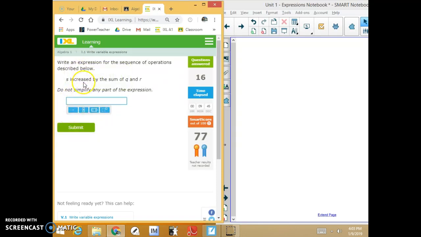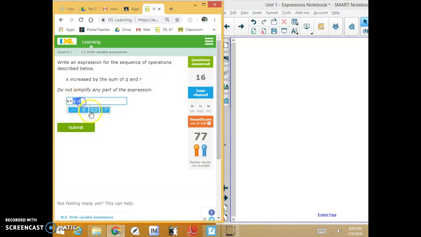All right. Next, S increased by the sum of Q and R. Well, increased means to add. Sum also means to add. So here I'm going to have S plus the sum of Q and R. Well, that's Q plus R.